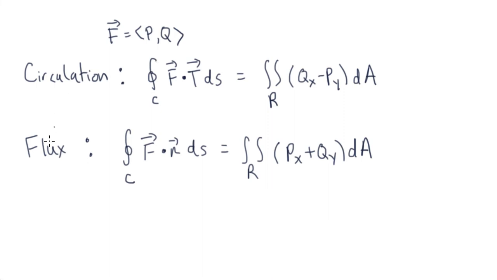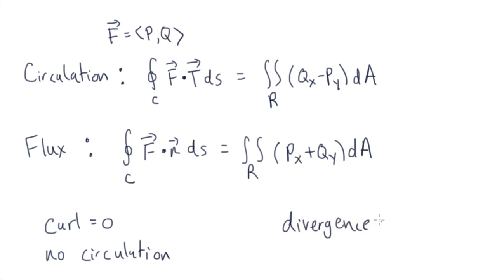And it's important to relate back to what we said before about if we have a curlless field. So let's just write that down. Curl equals 0 means no circulation, so all of my circulation integrals will be 0. And if divergence is 0, this is just a good colloquial way to think about it, then we have no flux. So again, it's this cool dichotomy between curl and divergence, circulation and flux.